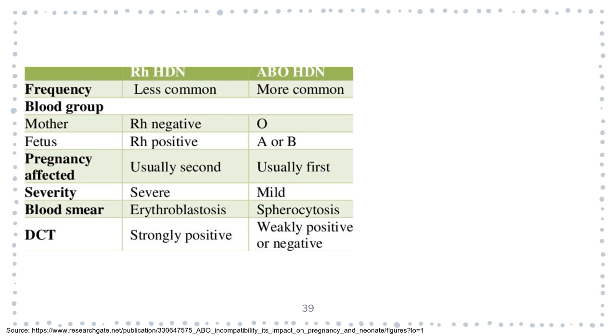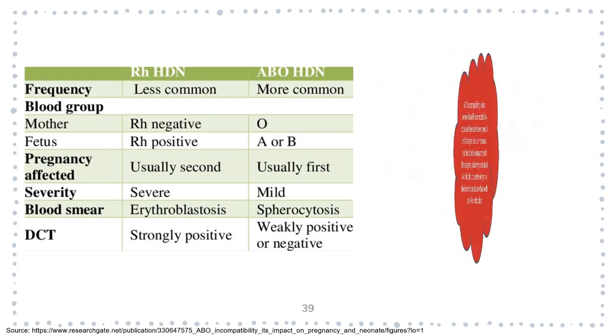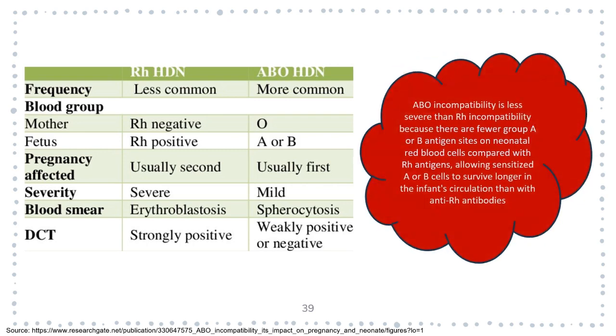Whereas ABO incompatibility is usually milder, and the immune testing, which is the DAT test, will be strongly positive in Rh incompatibility, and it can even be negative in ABO incompatibility. So it's quite an interesting phenomenon, and it happens because in the fetal red blood cell, there are fewer group A and group B antigen sites than Rh antigen sites. So if there's a sensitized A or B cell in the baby's blood, it will usually survive longer than if there are anti-Rh antibodies present.